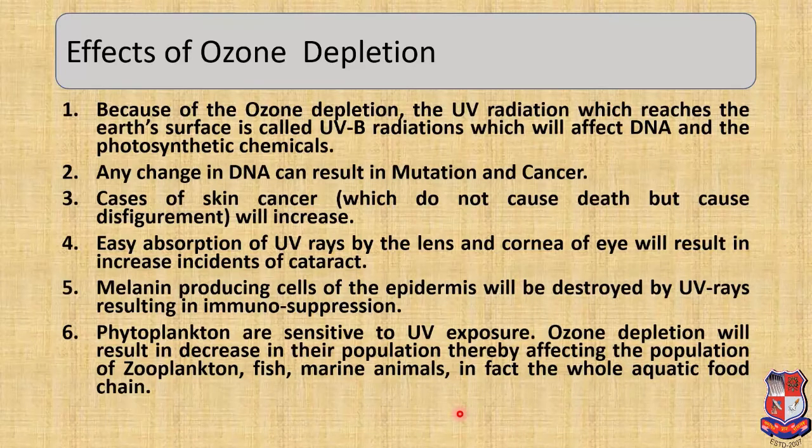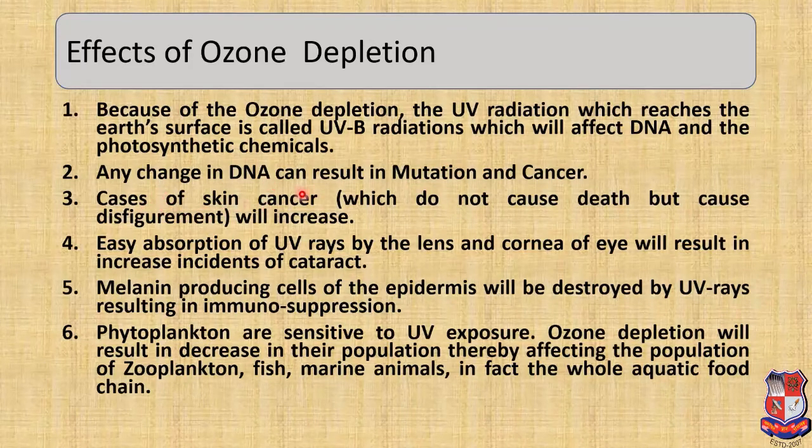Now moving towards the effects of this ozone depletion. Here I have listed the effects of ozone depletion. First, because of ozone depletion, the UV radiation which reaches the earth's surface, called UVB radiation, will affect the DNA and the photosynthetic chemicals. Any change in this DNA can result in mutation and cancer. Mutation means any genetic change in living organisms.